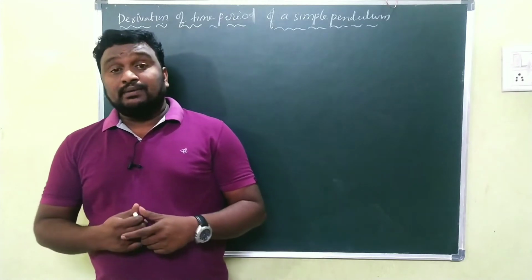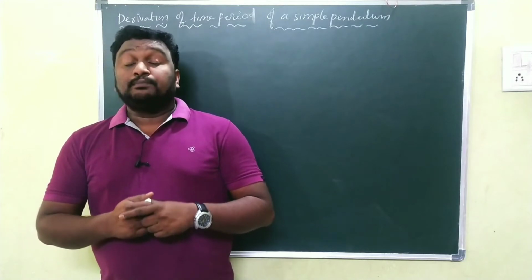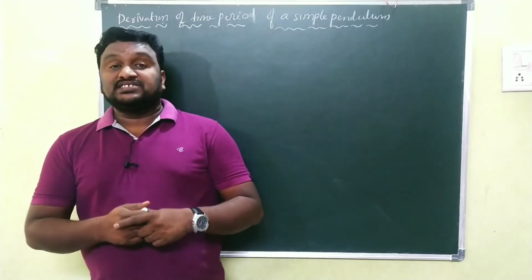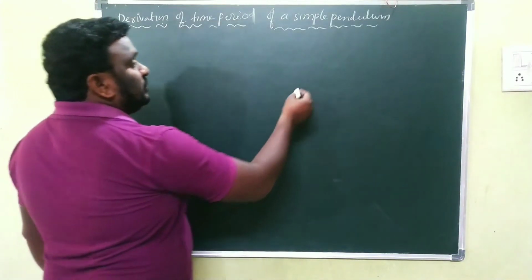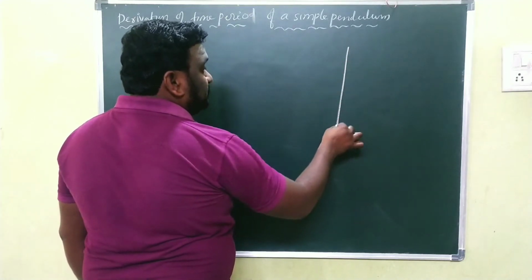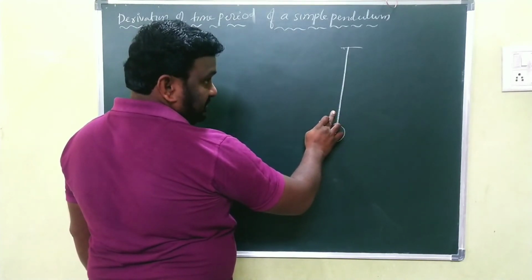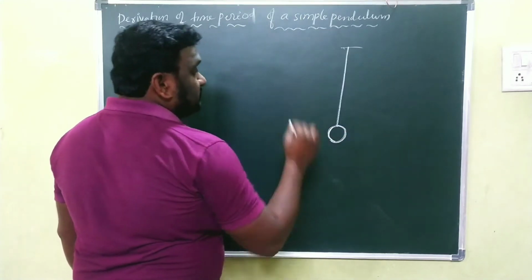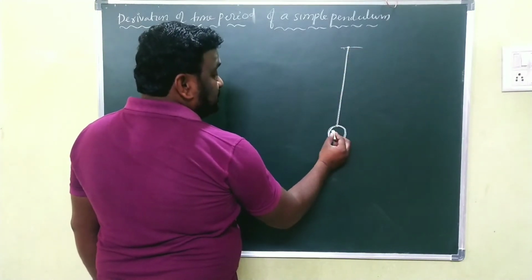First, what is meant by a simple pendulum? A simple pendulum is a point mass suspended from a rigid support with the help of an inextensible, flexible, massless string or thread. Here is the point mass, like a bob, and this is the point of suspension, and this is the center of gravity.